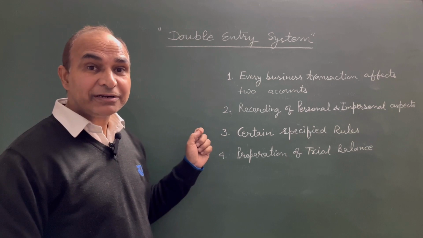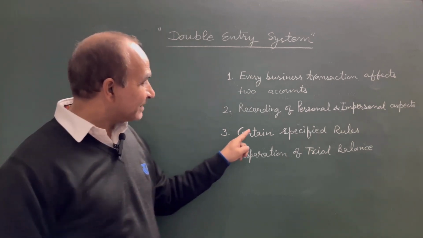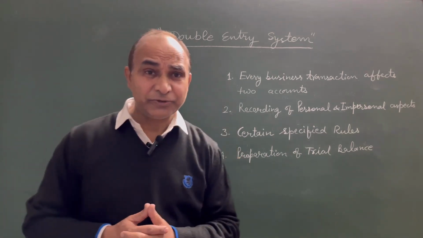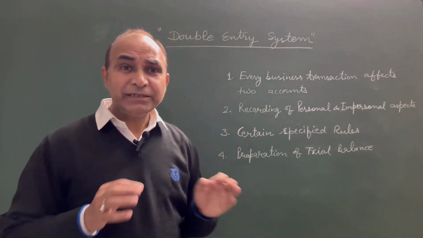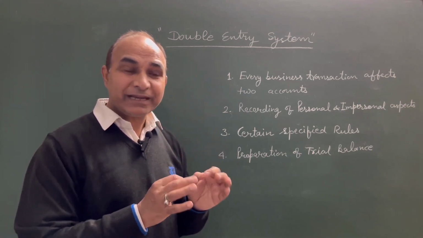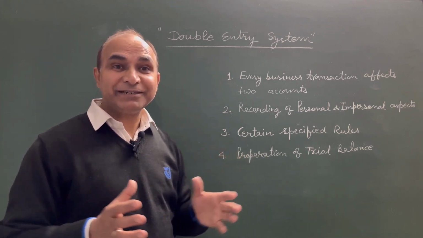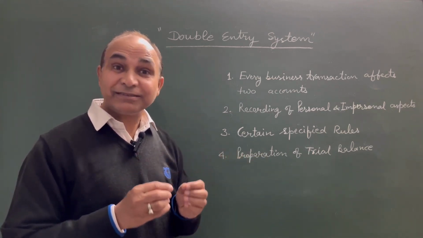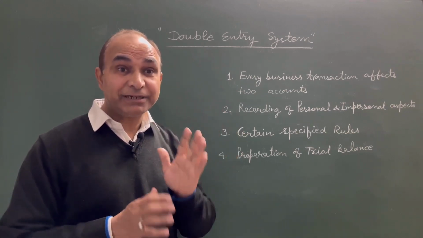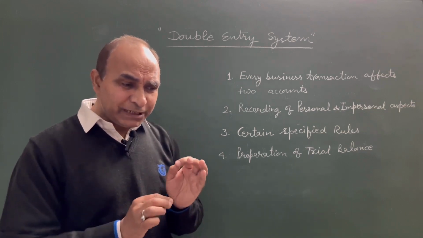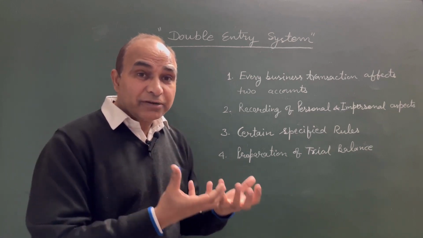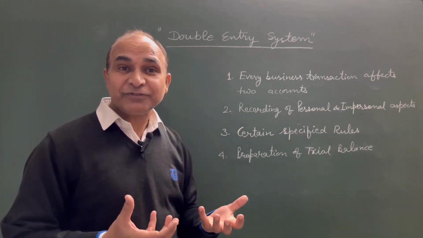Third principle or characteristic of double entry system is certain specified rules. Yes, at the beginning of the lecture I told you every system needs to have some rules, needs to have some principles, and there are rules of debit and credit which is part of double entry system itself. Once you understand the rules of debit and credit, easily you would be able to apply the double entry system. You would be able to record financial transaction in the books of accounts.